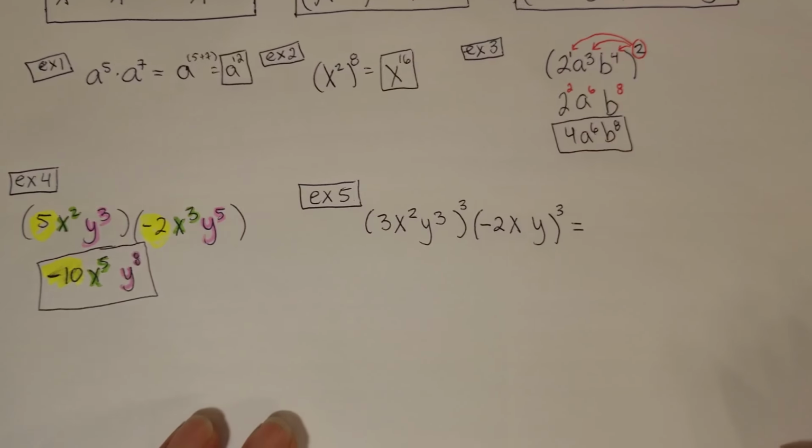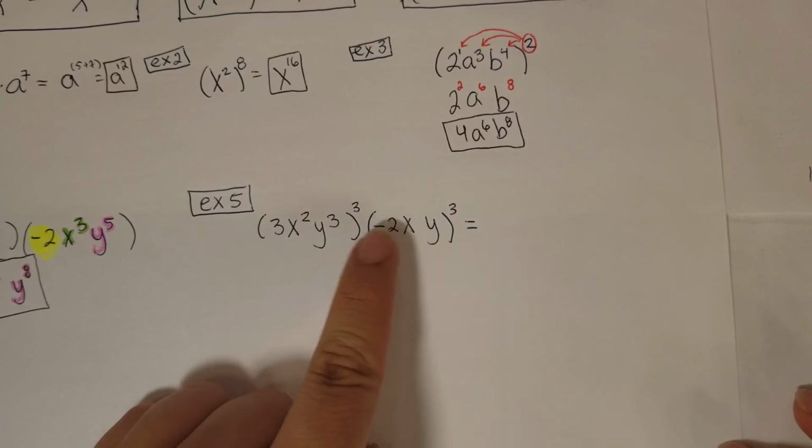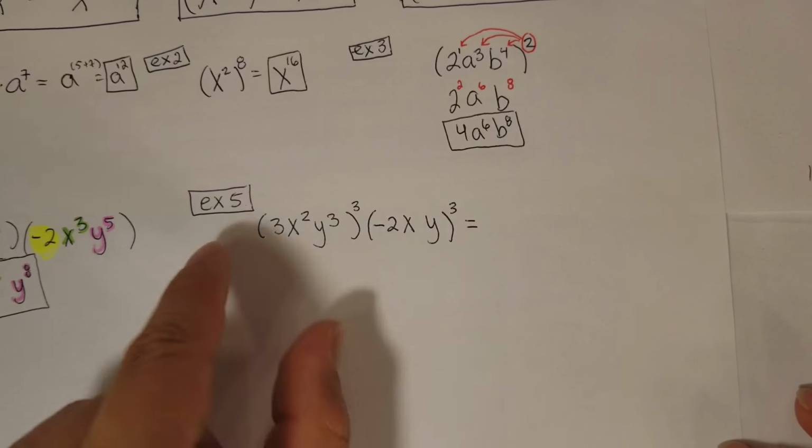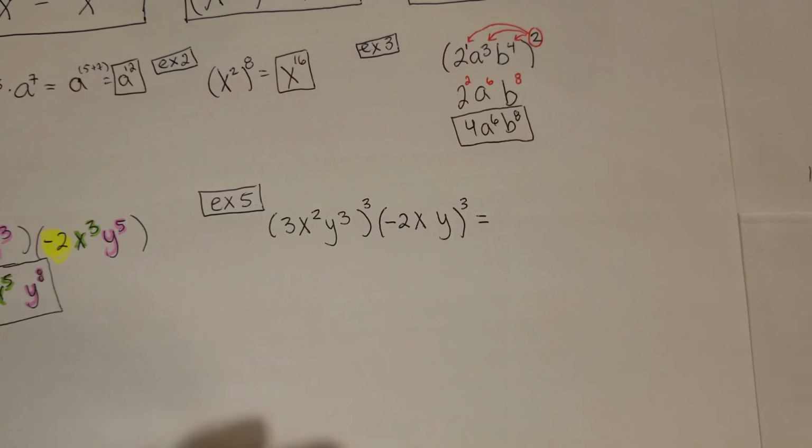Let's do example number 5. So same idea here, but be careful because this time we actually have powers on the outside. So we have this whole thing to the power of 3, this whole thing to the power of 3. Notice some of them, they don't write any powers. When they don't write a power, especially the numbers, it doesn't mean that they don't have a power. It means that they're actually to the power of 1.